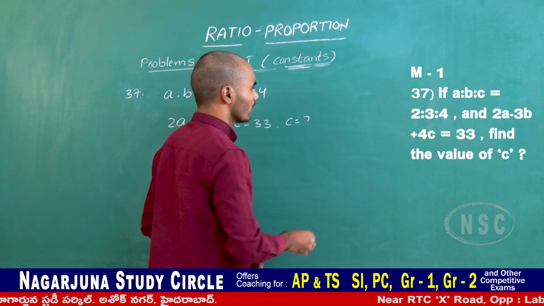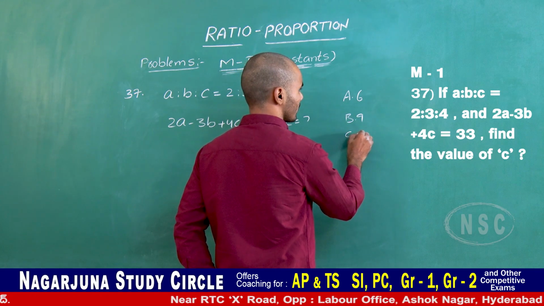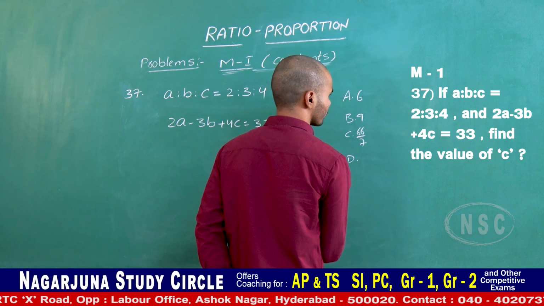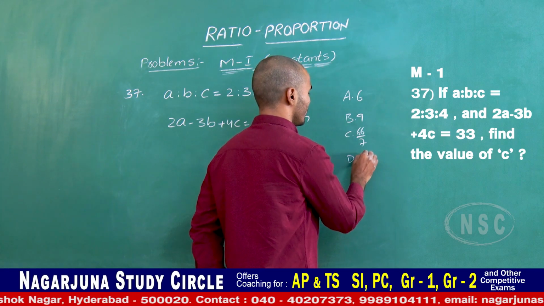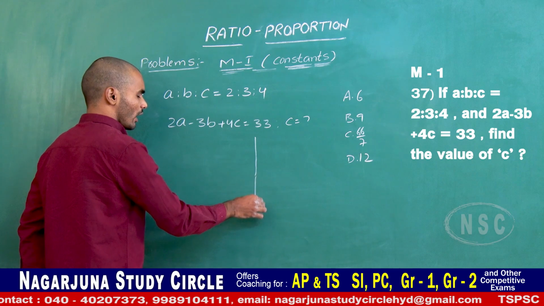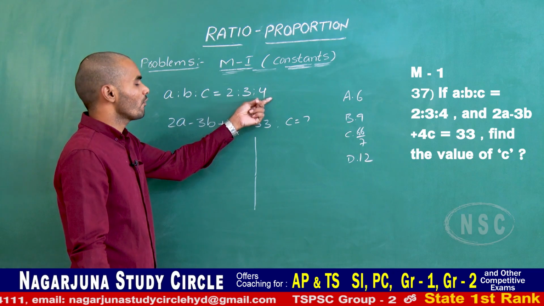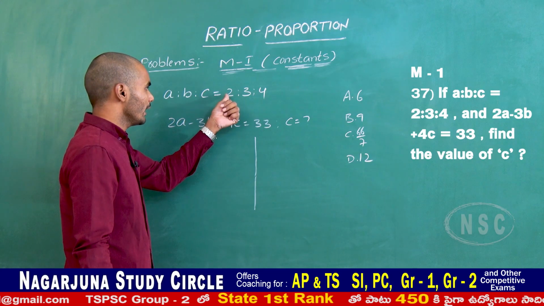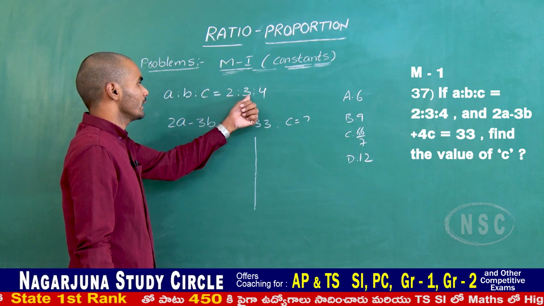This is the question. The given options are: option A 6, option B 9, option C 66 by 7, option D 12. Going through the options is the best process here, because C's ratio is 4. Confirmly, C's value is a multiple of 4. A's ratio is 2, so A's value is a multiple of 2, B's ratio is 3, so B's value is a multiple of 3.